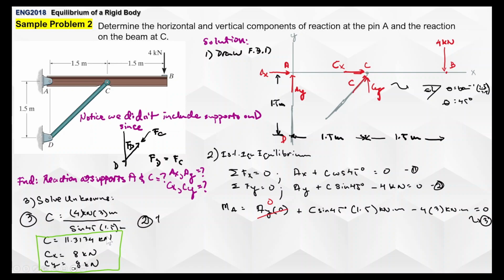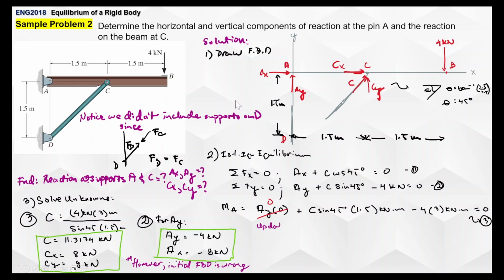Next up is AY. We simply substitute the C sine 45 and you will get negative 4 kilonewtons, and then we substitute those into the equations and we get AX as negative 8 kilonewtons. However, let's check again. AY is negative 4 kilonewtons and AX is negative 8 kilonewtons. Checking on our FBD, the orientation of our arrows is actually wrong. The initial FBD is wrong, so we have to update the FBD.